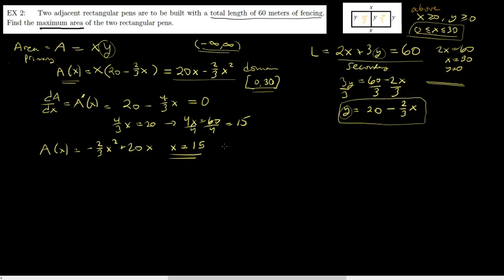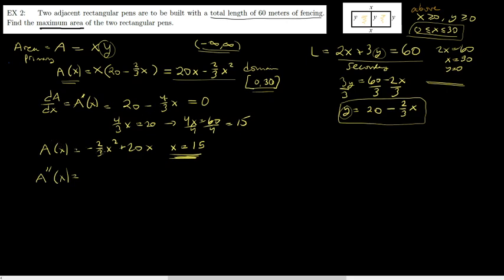So, all right, if x equals 15, we can find the maximum area. Well, first of all, how do we know it's a maximum? How do we know it's not a minimum? It's a critical number. It could be a maximum or a minimum. Well, we can use the first derivative test or use the second derivative test.